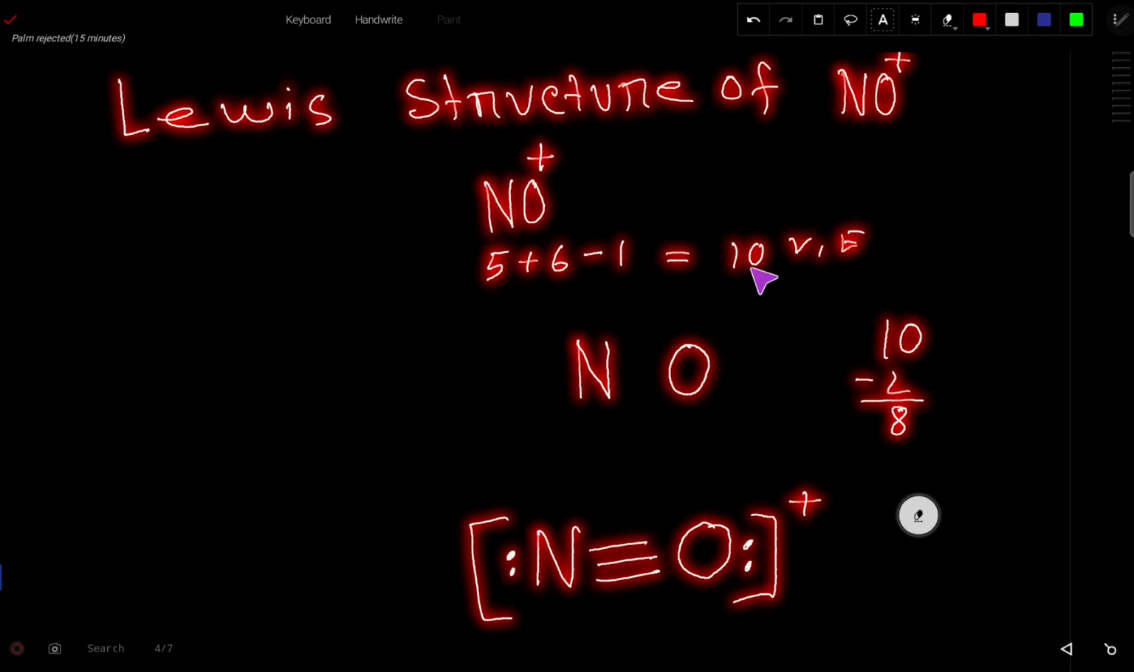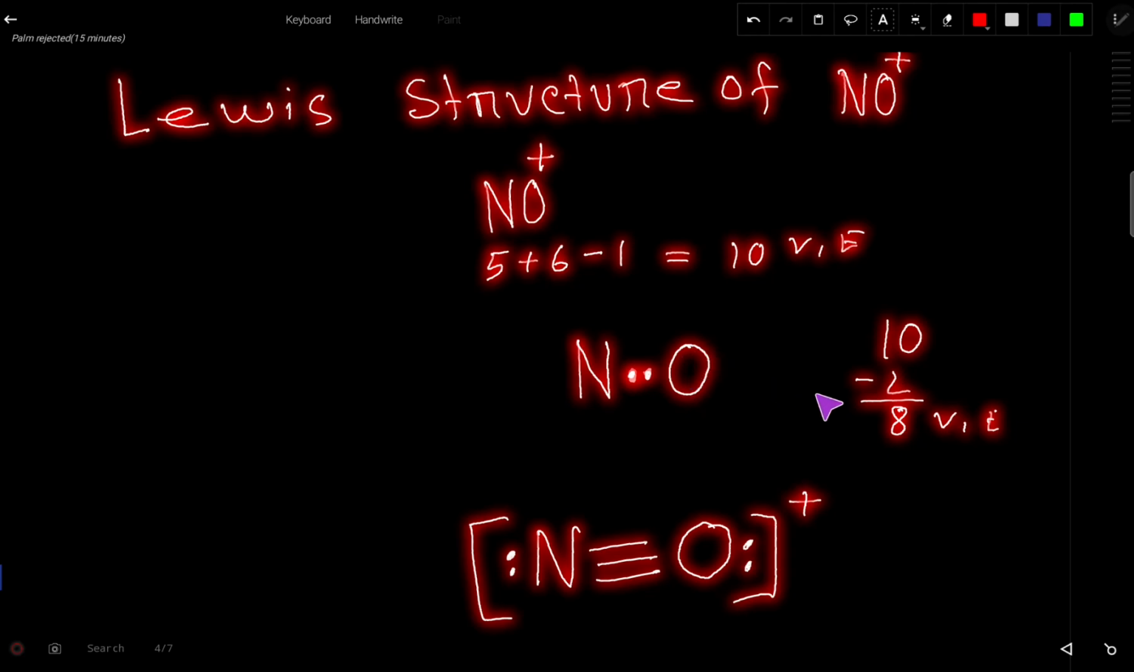These 10 valence electrons have two tasks at the same time. The first task is to connect these two atoms together, and the second task is to satisfy the octet for all the atoms. So let us connect. To connect we need two dots, or one single bond, right? After connecting we have 10 minus 2, so 8 valence electrons left, since we have used 2 here.